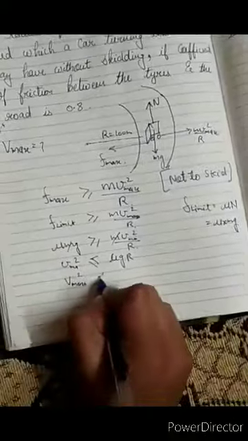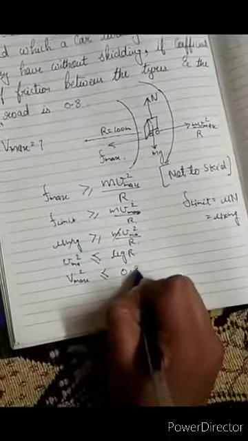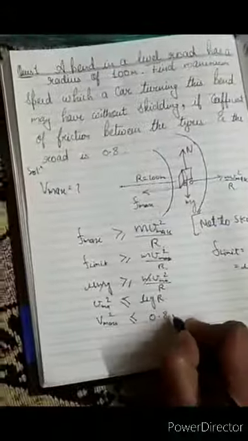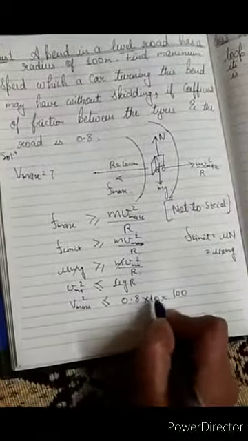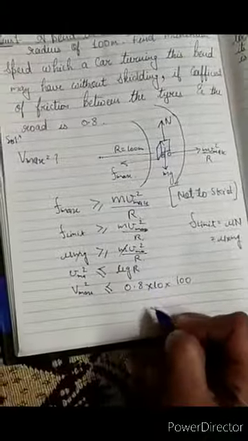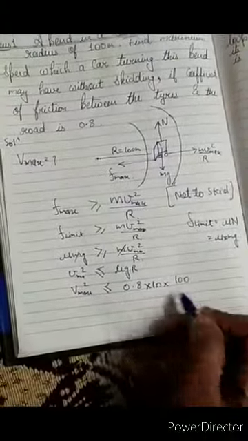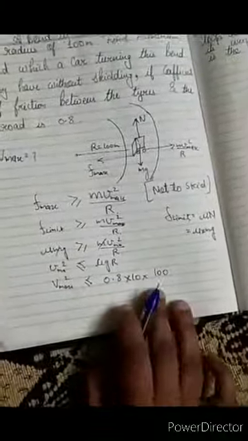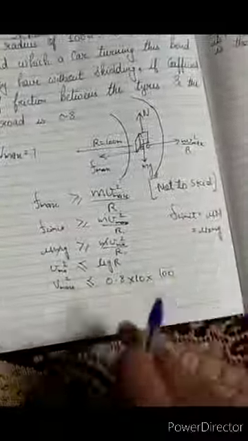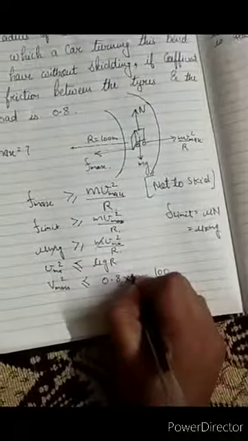Let's put all the values. That is V max square is less than or equal to 0.8, the value of coefficient of friction given here, into 10 into R is 100. Since this is a square, I have to find the square root over here. Zero to zero cancel, decimal to zero cancel, and I will be left with 800, so some root value. So friends, we can do one thing over here. Let's replace g equals 10 by 9.8.